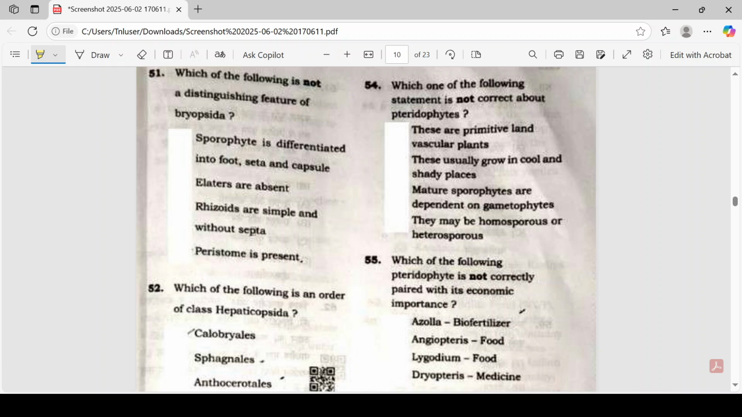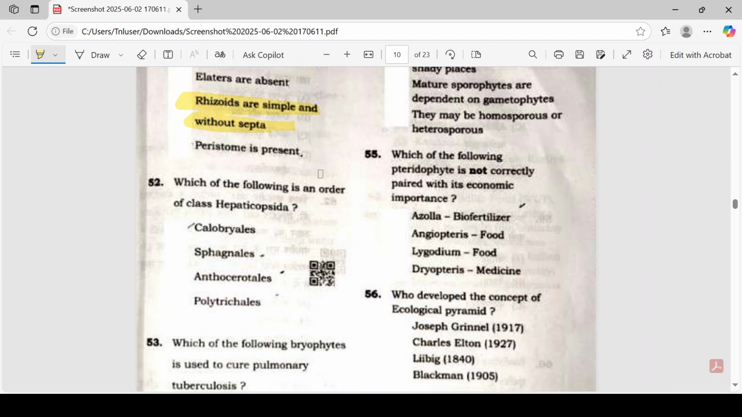Easy question. The correct answer here will be rhizoids are simple. So rhizoids are multicellular. Do try to understand over here. So rhizoids are multicellular in Bryopsida. Here the answer is saying rhizoids are simple and without septa. That is not a distinguishing feature.